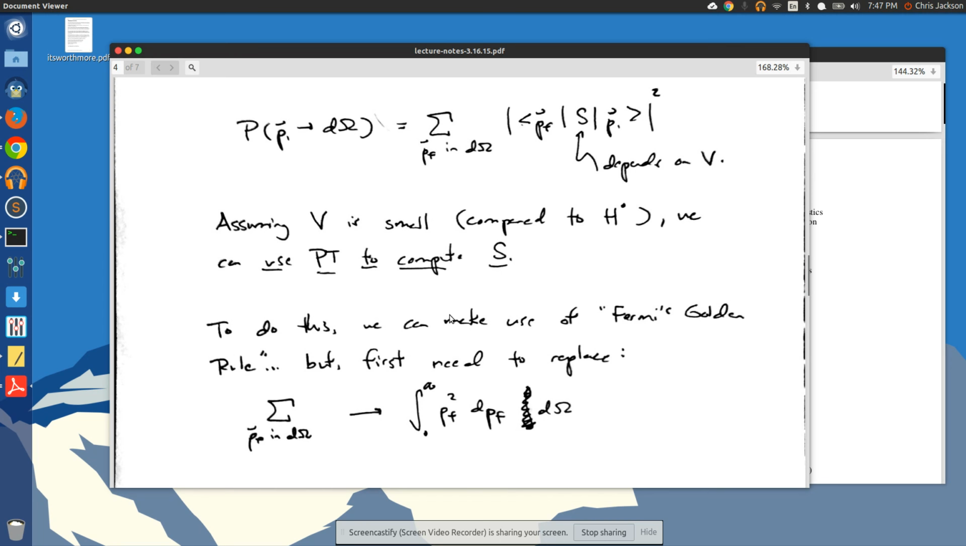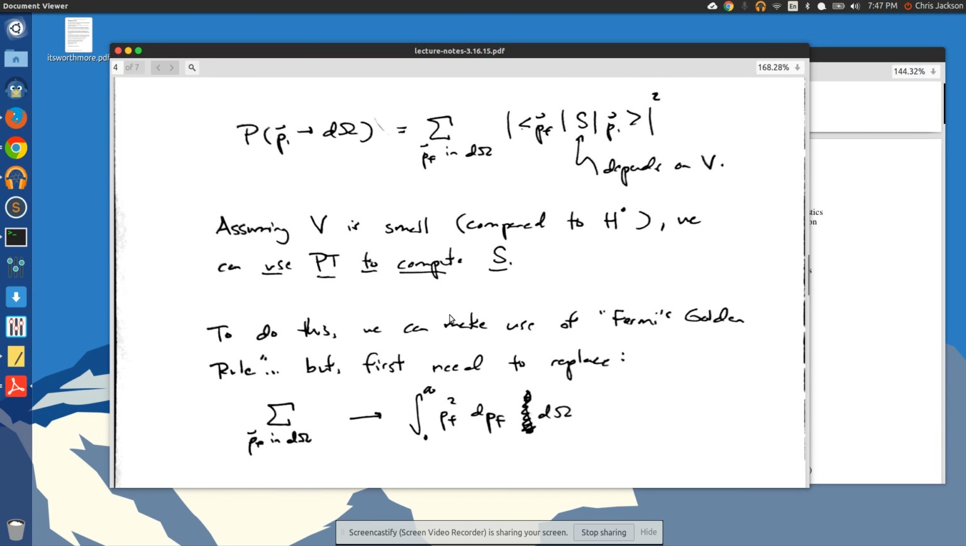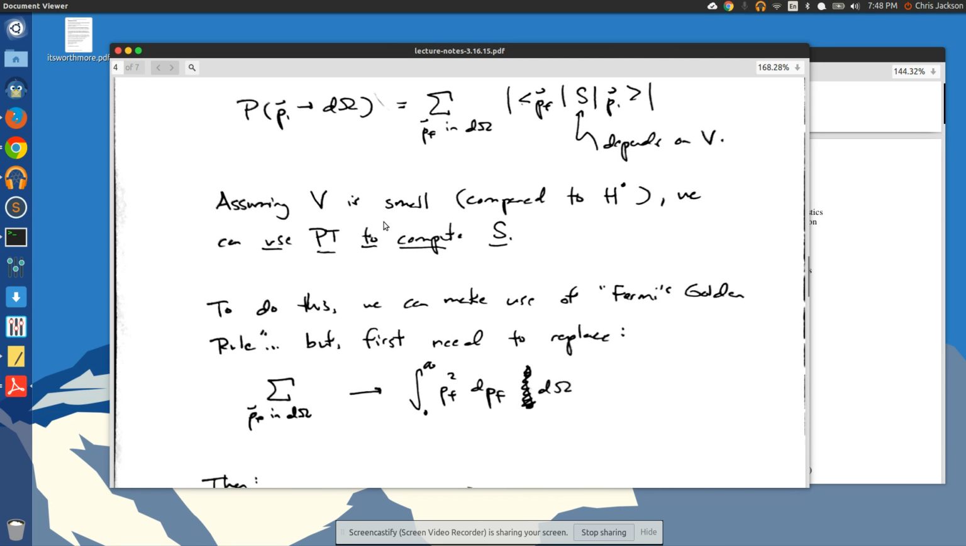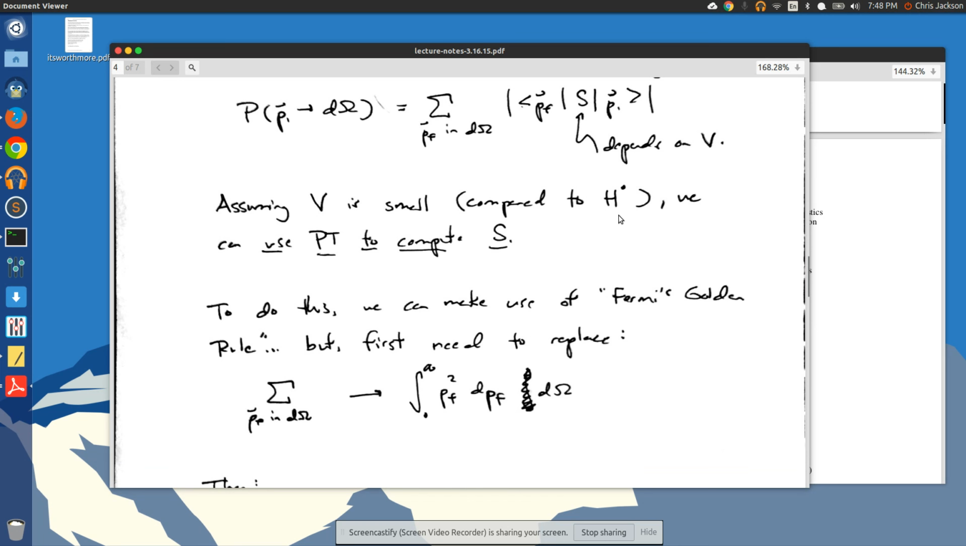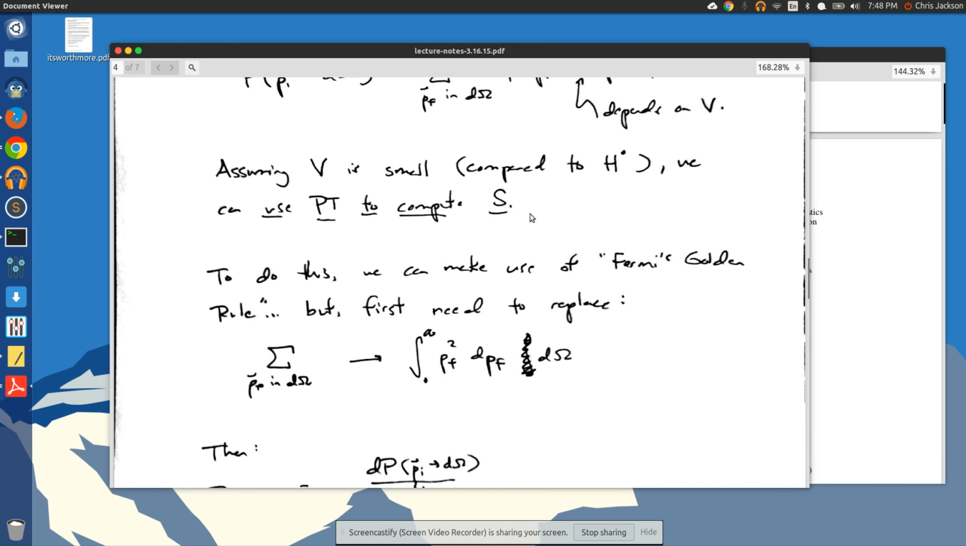Okay. And so what we do, to try to compute this exactly would be impossible, basically. So what we can do is use an approximation, and we'll use perturbation theory. Okay. So we're going to assume that the scattering potential is small compared to the simple piece of the Hamiltonian, and use perturbation theory to try to compute the S matrix.